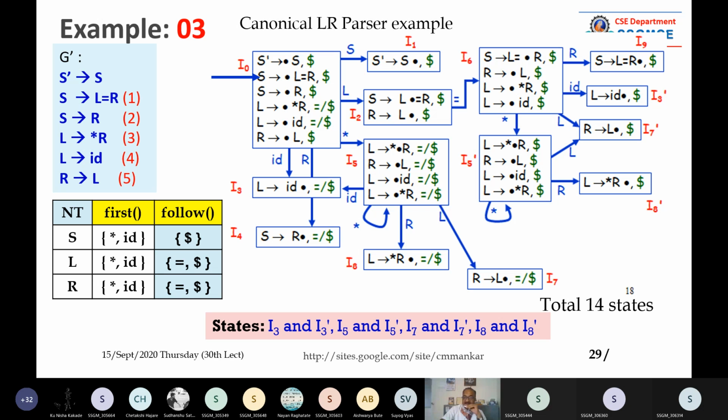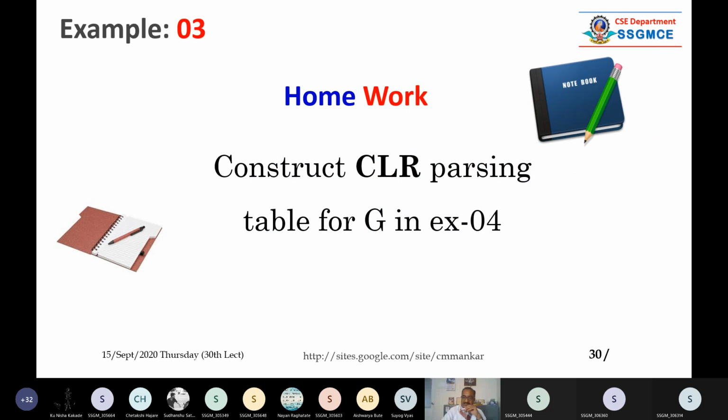So in this way, we can reduce all these states. Just count the number of states: 1, 2, 3, 4, 5, 6, 7, 8, 9, 10, 11, 12, 13, and 14. So this CLR parser contains 14 states. You count it. Let us see this as homework. I'm just closing it; please note, I'm not taking more time. You have to construct the parsing table from this DFA as homework and send the photo of your copy to me on my personal WhatsApp.